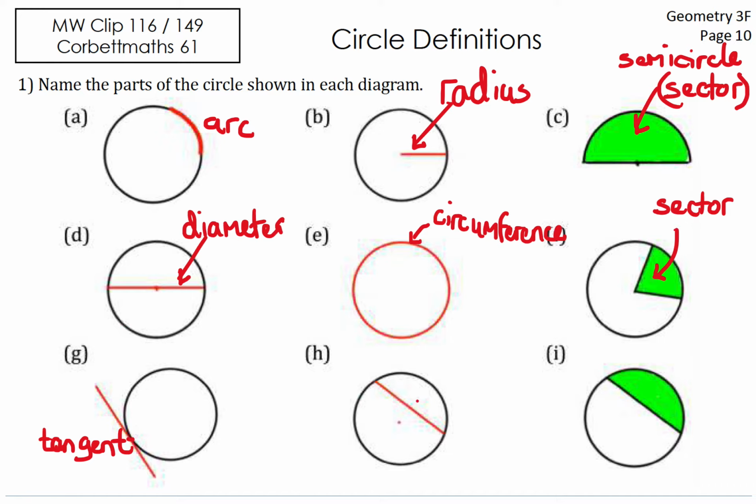We've got another line on part H which goes through the circle, but it doesn't go through the center, and that is called a chord. When we draw a chord, we split the circle into two different bits of area. This bit up here, this green bit, is shaded in, and that has a slightly different name to this sort of area in the circle. This is called a segment, and people always mix them up.